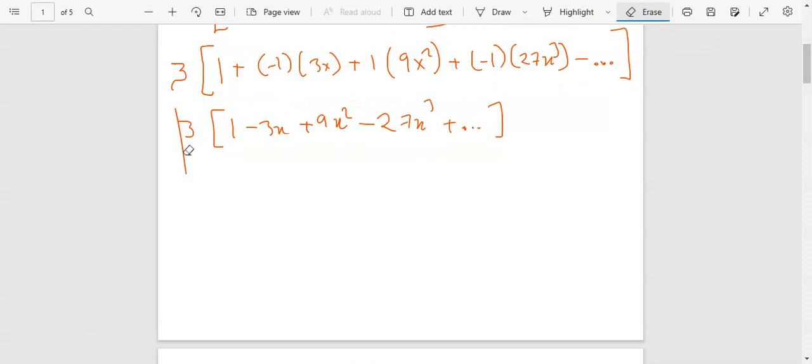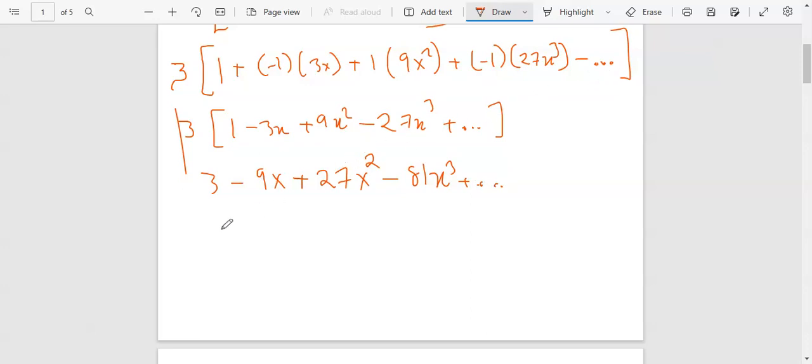Okay, what is the 3 multiplied by, so we have got 3 multiplied by 1, it is 3, 3 multiplied by 3, 3 multiplied by 9, okay, and then 3 multiplied by 27, 81, x to the power 3 plus, put 3 dots. So we have done the expansion.